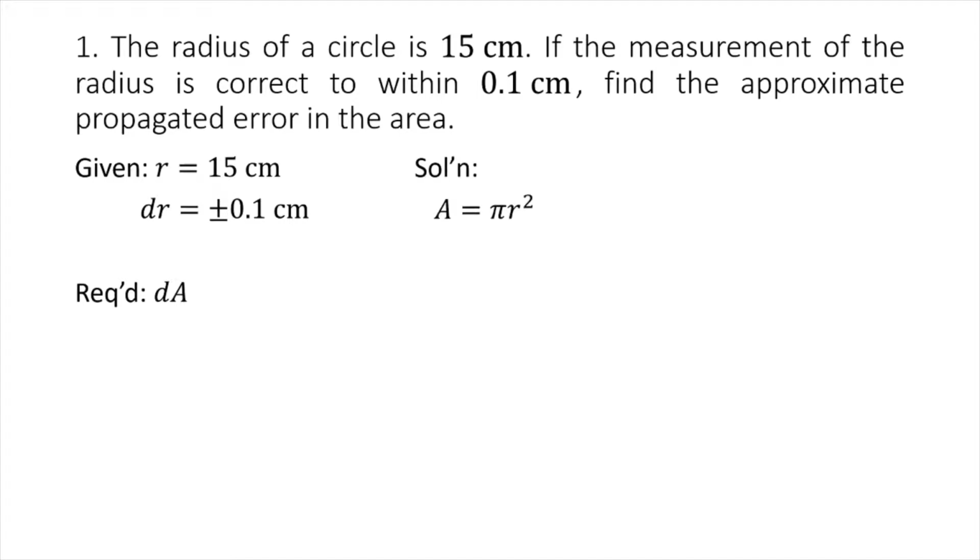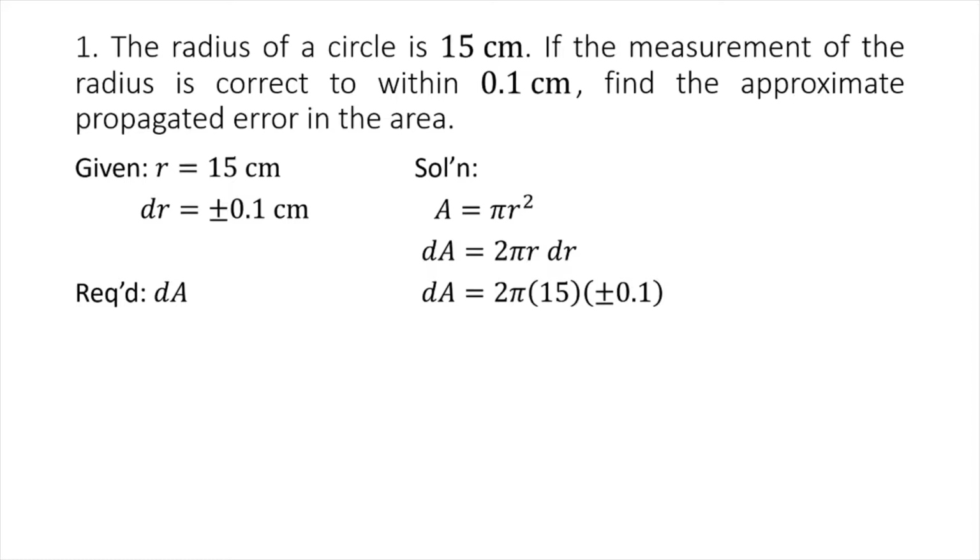Solution. Let's start with the area formula for a circle. That's A equals pi r squared, and then take the differential of the area. So we have here dA equals 2 pi r times dr. This is now our working equation for the required, which is dA. So just plug in the values for r and dr to get dA. r is 15, dr is plus or minus 0.1.